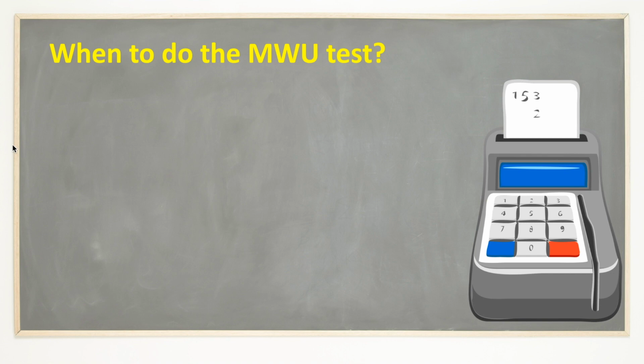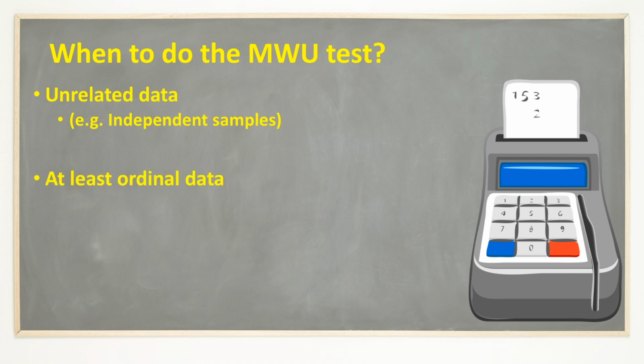First of all, let's make sure that the Mann Whitney U test is the right test for you. You need to make sure that you have unrelated data. So what this means is you've used independent samples. You haven't used repeated measures or matched pairs. So if you have unrelated data and your data is at least ordinal, these are the two things that you need to have for your data in order to do the Mann Whitney U test.